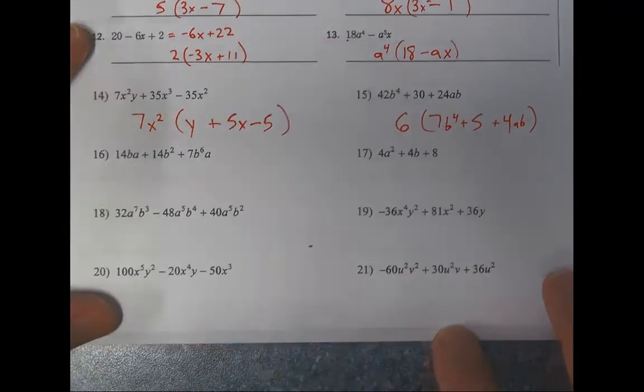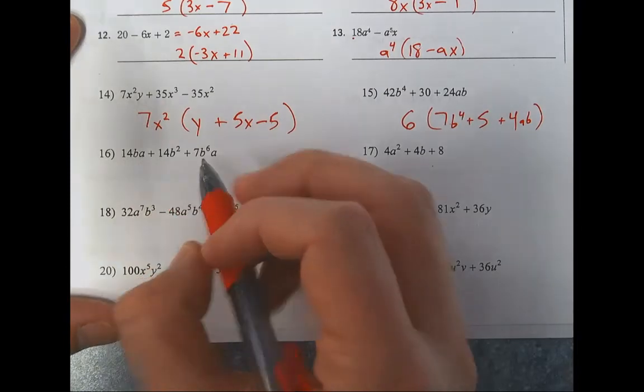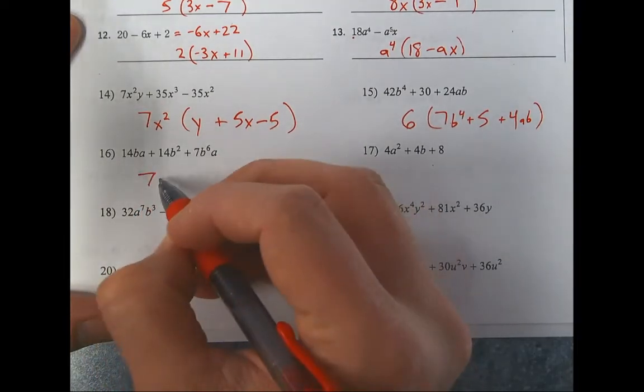Okay, 16, 14, 14, and 7. Biggest number that goes into those is 7. They all have a b.